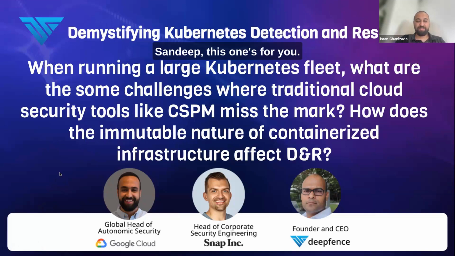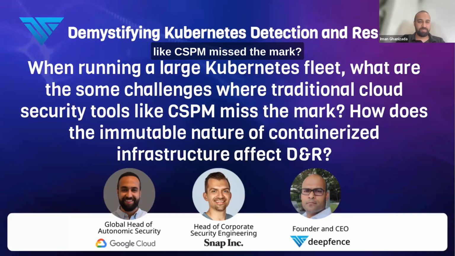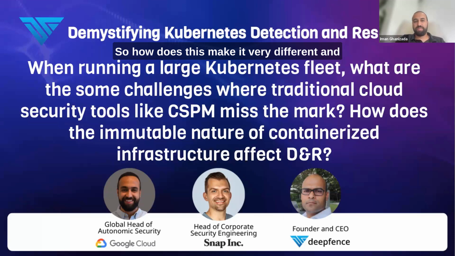Okay, this is a good one, Sandeep. This one's for you. The question for the audience is, when running a large Kubernetes fleet, what are some of the challenges where traditional cloud security tools like CSPM missed the mark? I know you had talked briefly about this earlier. And secondarily, we talked about the immutable nature of container infrastructure a little bit earlier. How does this make it very different and very difficult for detection and response to occur effectively? Start with you, Sandeep.